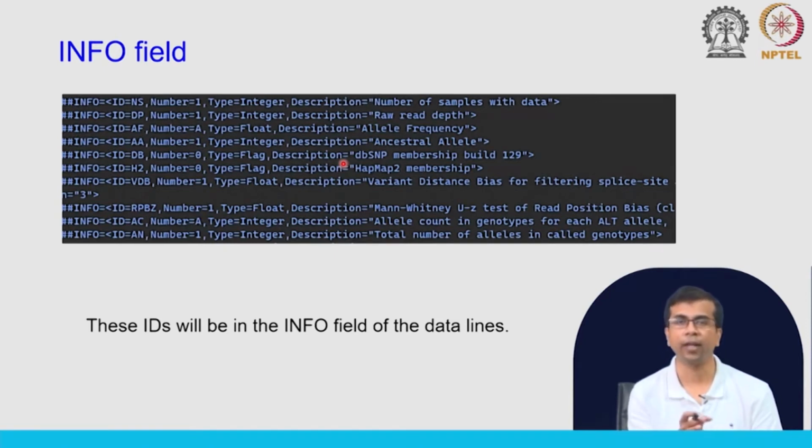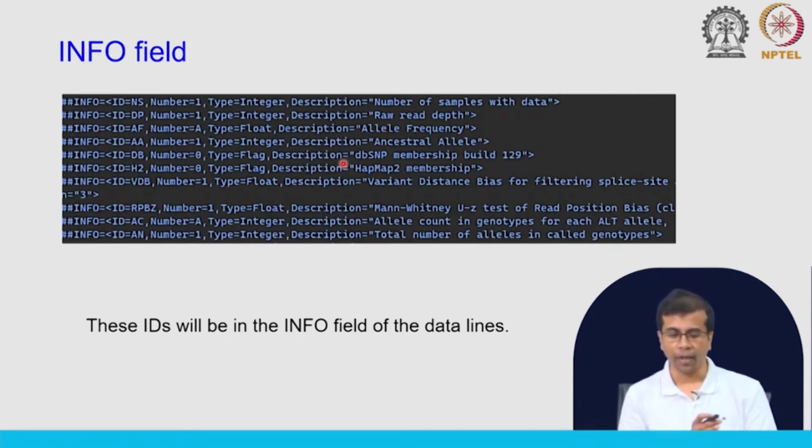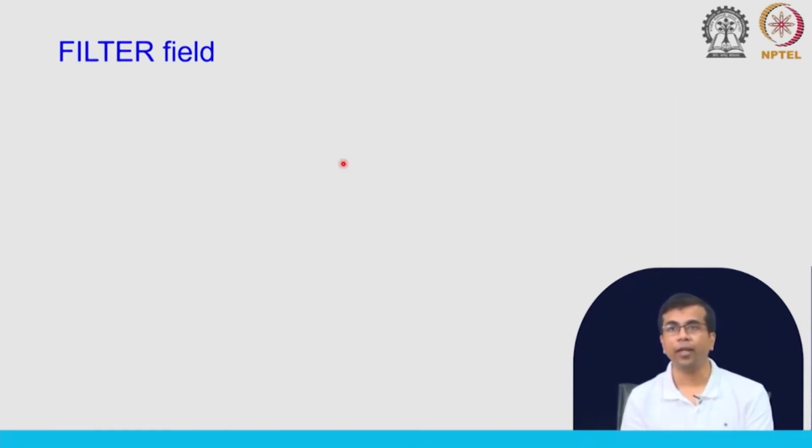And similarly, you can see that a lot of these IDs can be there, and you now understand how they will be specified. And these IDs will be there in the INFO field of the data lines. We have seen the data lines, so you can now connect this information to the data lines and see what these values actually mean for each variant. Then you have the FILTER field, as you have mentioned.